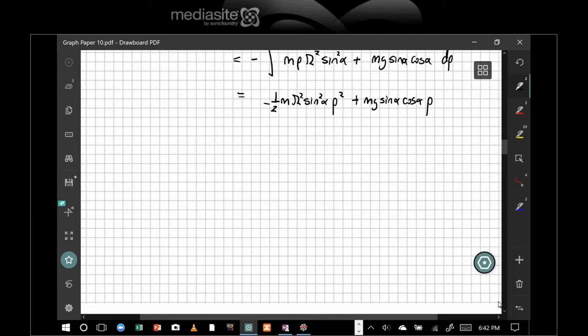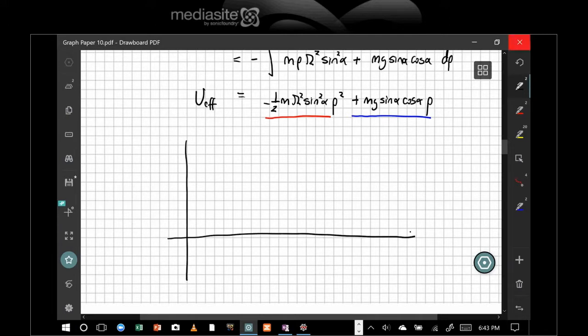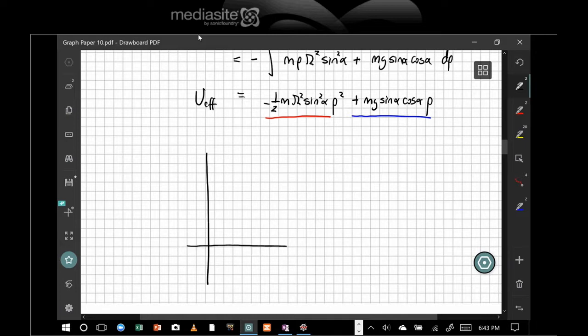Okay, so let's plot that. So that's my expression. That's my U effective. What I'm going to do is plot each term individually. Let's plot this one by hand, and this one by hand. So here I'm going to have rho and then U effective.